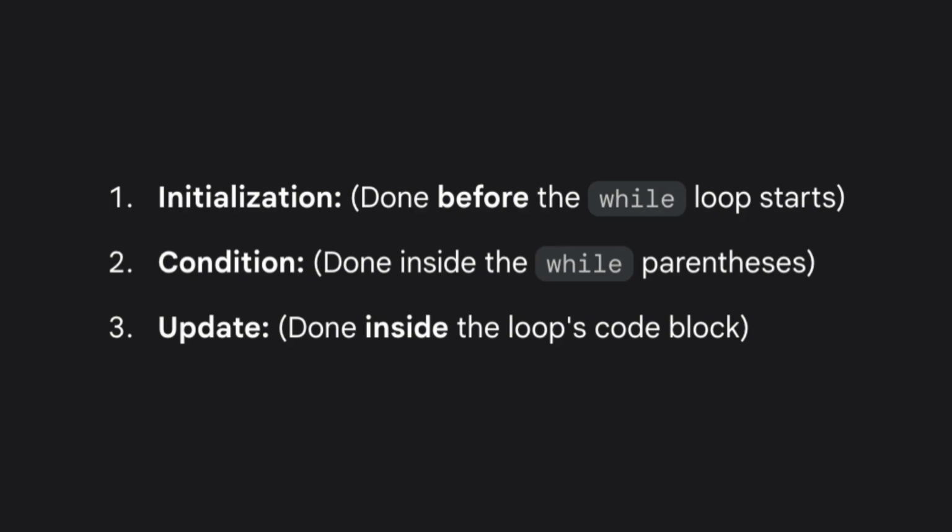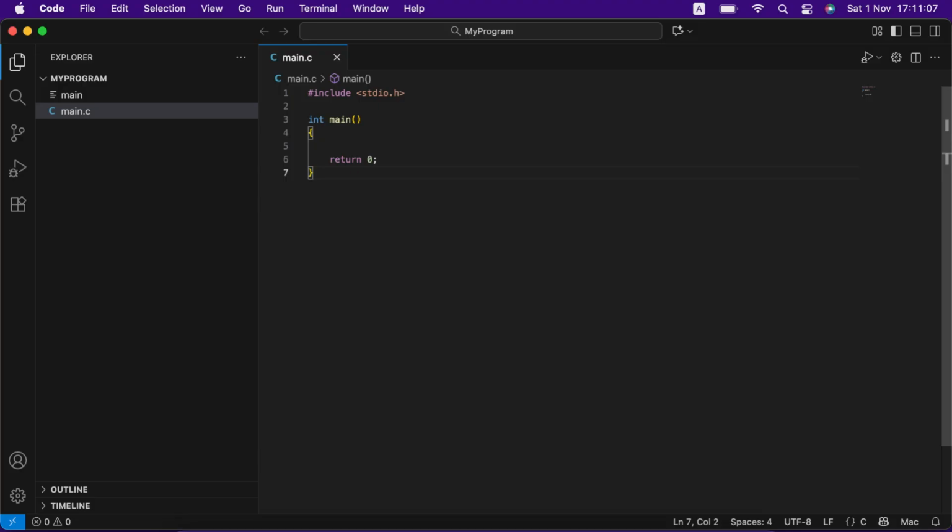Initialization. Done before the while loop starts. Condition. Done inside the while parentheses. Update. Done inside the loop's code block. Let's convert our classic 10-time counter into a while loop to see the structure.